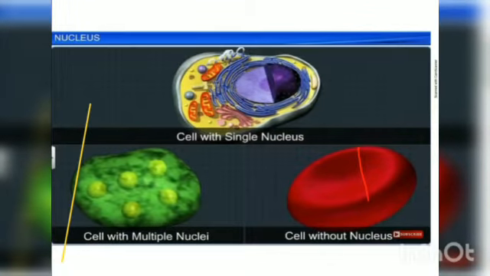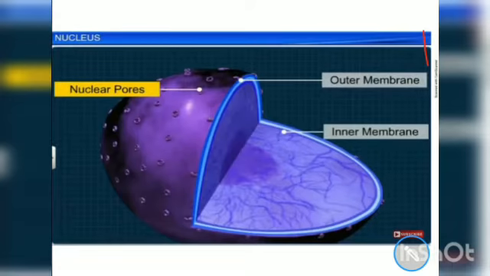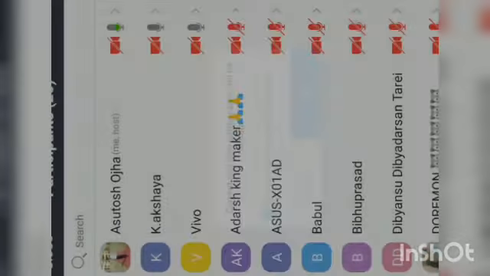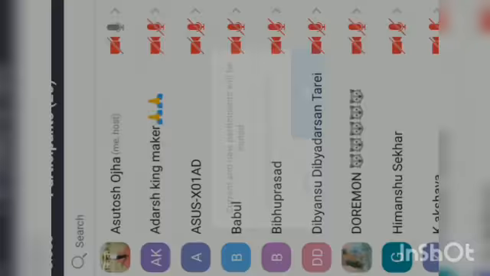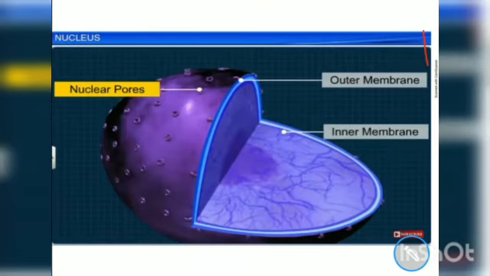Then look at here, you can see that your nucleus is surrounded by two membranes. One is the outer membrane and another one is the inner membrane. In between these two membranes there is the intermembrane space, which is filled with some specialized fluid material.